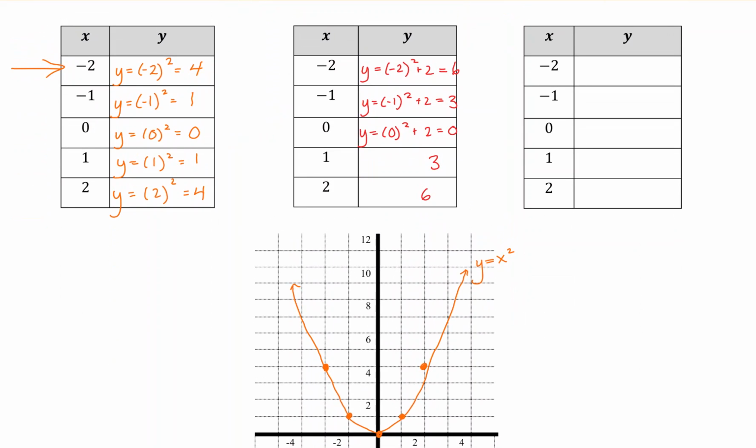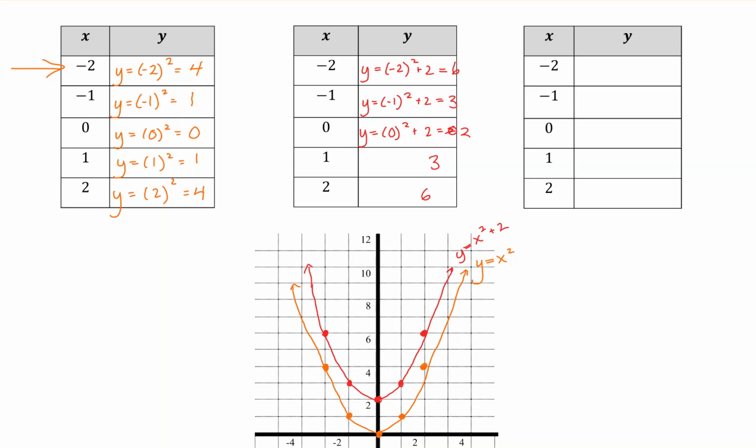The first one is -2, 6, which is there. -1, 3. Then 0, and sorry, that should be not 0, that should be 2: 0, 2; 1, 3; and 2, 6. And again, connect those with a smooth curve. I would also again label that graph with the equation.